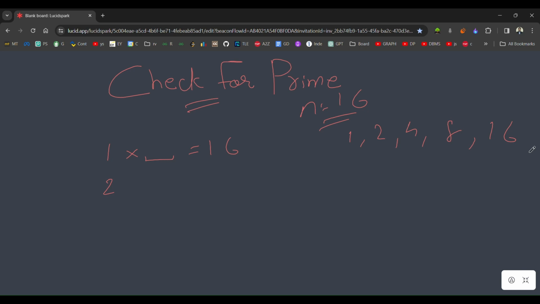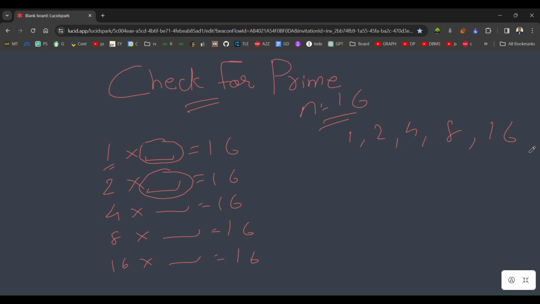If 2 is a factor of 16, 2 into something will give 16. Similarly, 4 into something will give 16. So 8 into something will give 16, and 16 into something will give 16. And what are these somethings? They are also factors.